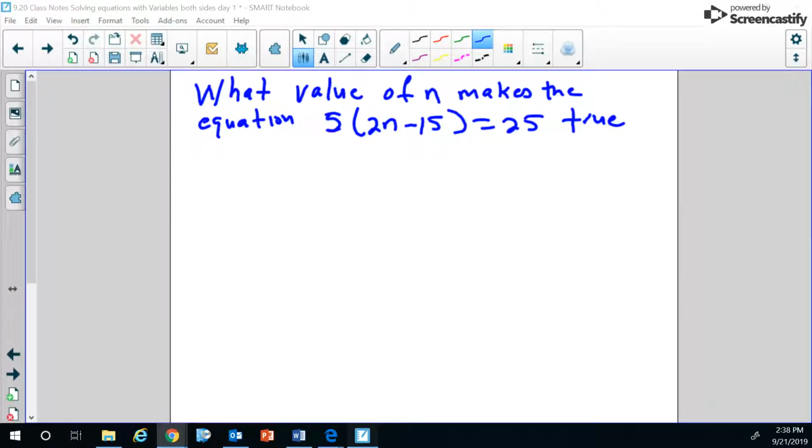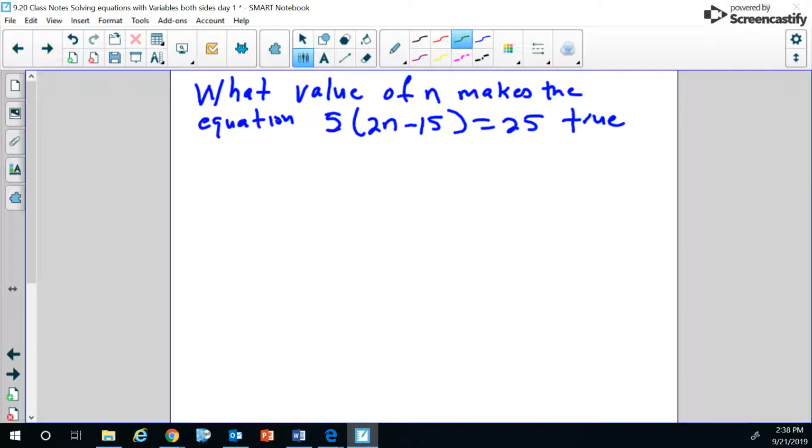All right, this is a word problem. What valid n makes the equation 5 times (2n minus 15) equals 25 true? When you see that in the question, they're asking you to solve for n. In this case, we have to use the distribution property to remove the parentheses.